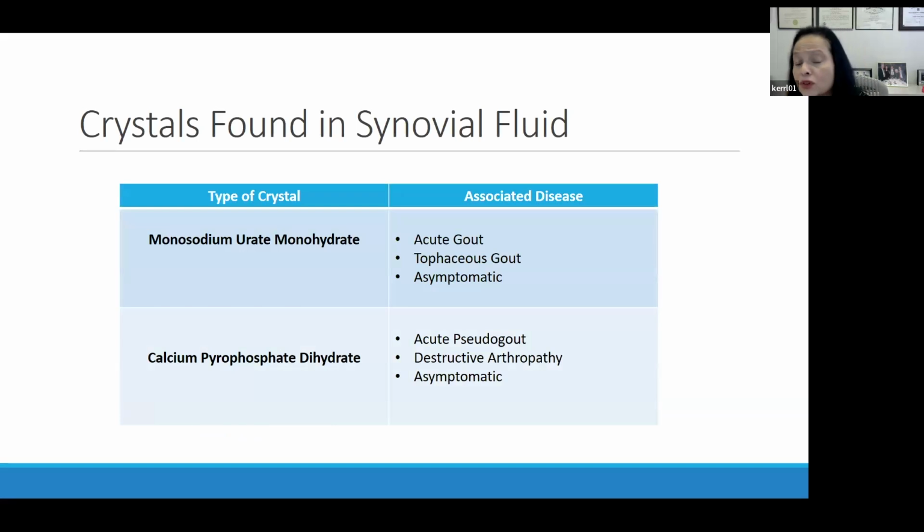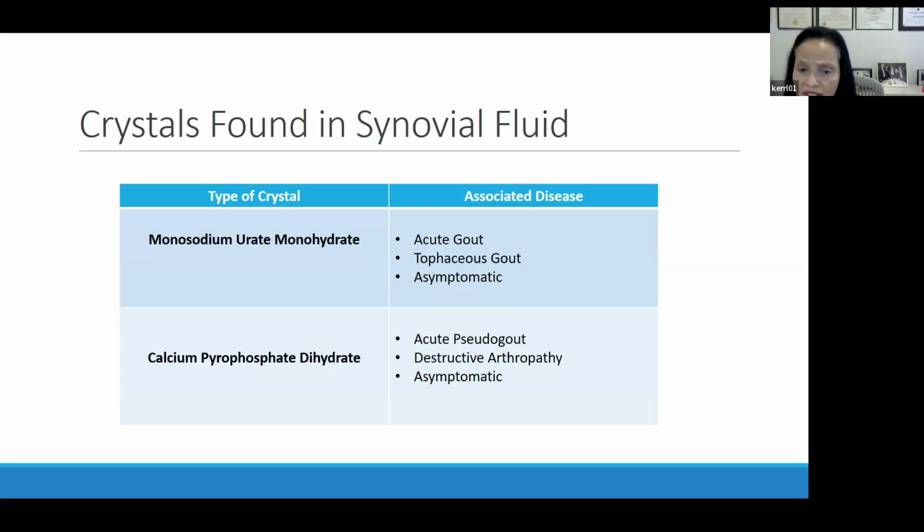Here's a summary of some of the crystals that we find that cause synovitis in synovial fluid. The most common, of course, is monosodium urate. We recognize acute gout as the major synovitis. We also, over many decades, see a small minority of the gout population develop tophi, known as tophaceous gout. But largely, patients with hyperuricemia may remain asymptomatic.